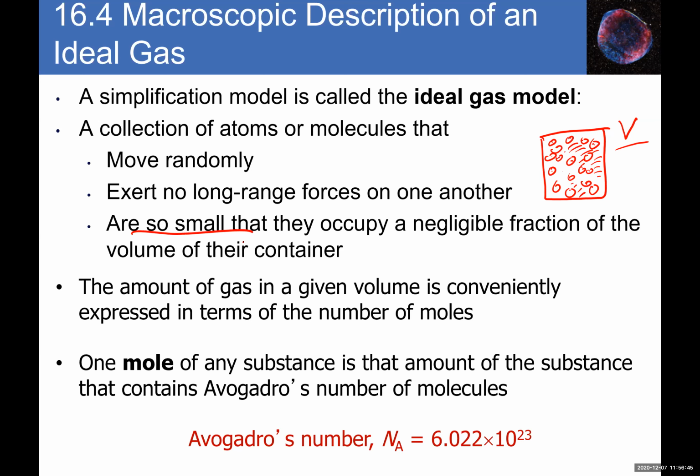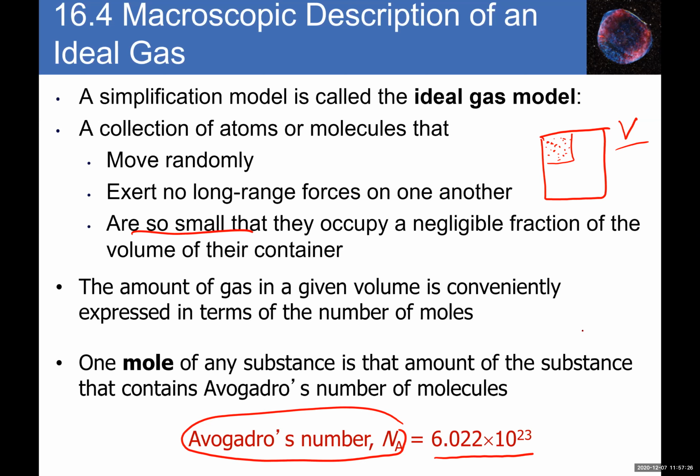All right, so the amount of gas in a given volume is conveniently expressed in terms of the number of moles. What does that mean? It means that if I take the molecules inside my container and separate some of them, a group here, and this group is exactly 6.022 times 10 to the 23 molecules, then in that group I have exactly this number of molecules or atoms. I'm going to call this Avogadro number of molecules, N sub A.